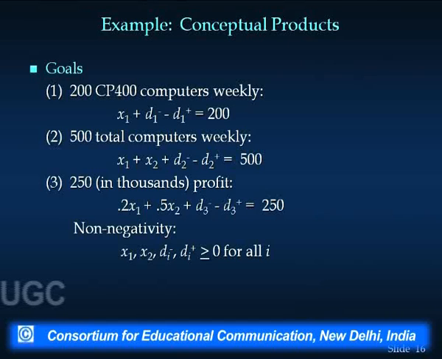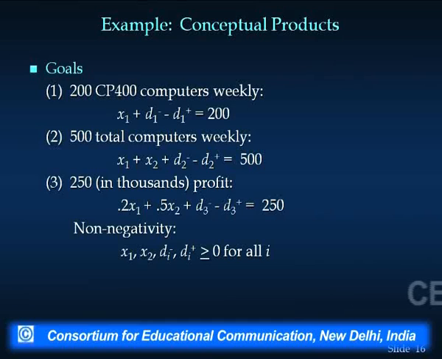So how to make the equation? This is a limitation on CP400 computers, x1. So x1 plus d1 minus d1 plus is equal to 200. d1 minus is deficiency in production, d1 plus is excess of production. We have understood this clearly.